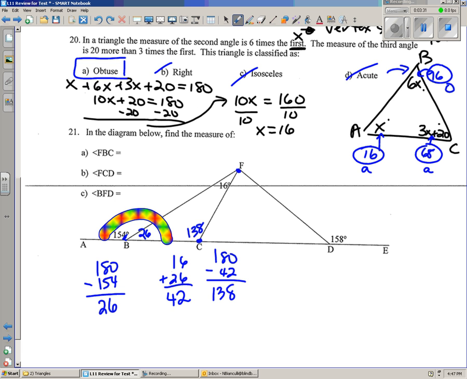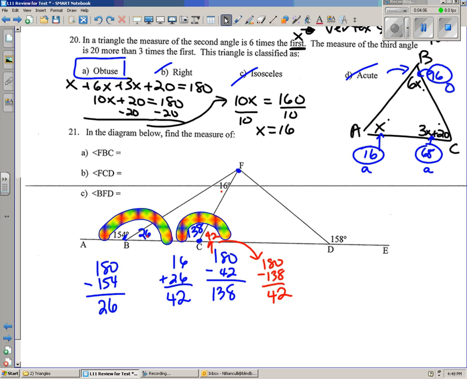And now again, I could take the 138 and we have 2 supplementary angles there. So to get angle FCD, we can do 180 minus 138, which is 42. Which, by the way, isn't surprising because this is an exterior angle of triangle FBC, and 26 plus 16 is 42. And we knew that. That's the exterior angle theorem. All right.